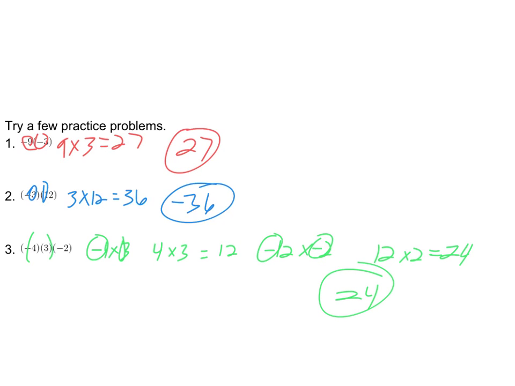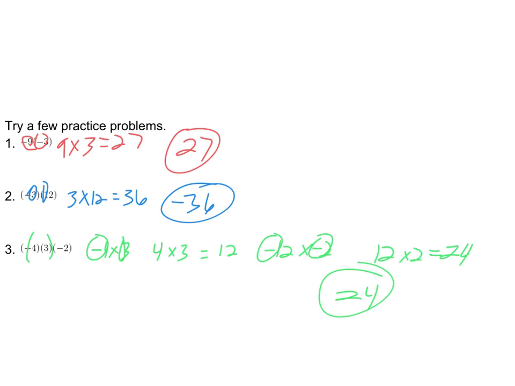Okay, so the first one, I can take 9 times 3 and get 27, and then I look at the sign of both. They're both negative, so that means my answer is going to be positive 27. For the second one, 3 times 12 gives me 36. I look at the sign. I've got one of each, one positive, one negative, which means my answer is going to be negative 36.